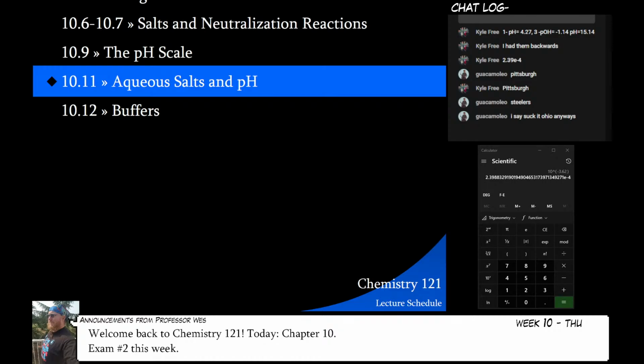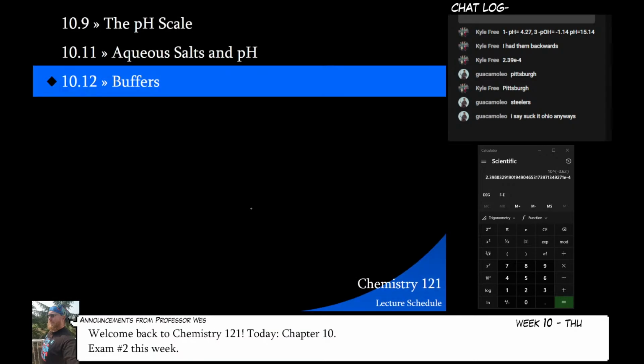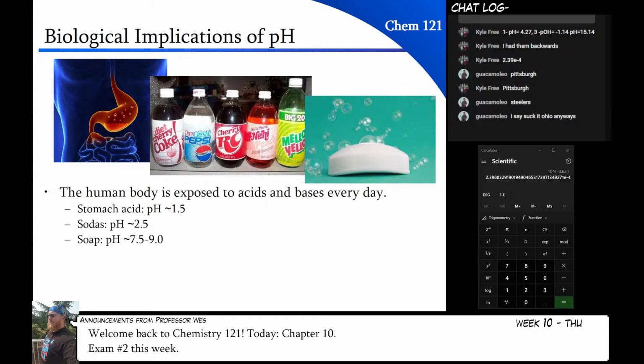Alright, there is not much time left. So, what we're going to do is we're going to skip this section, go to this section. We're going to talk about buffers, and if we have time, we'll go back to aqueous salts. Because buffers are much more important.